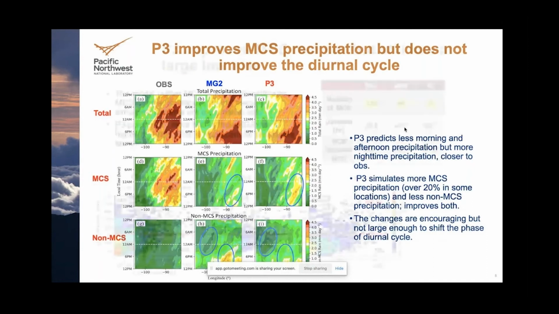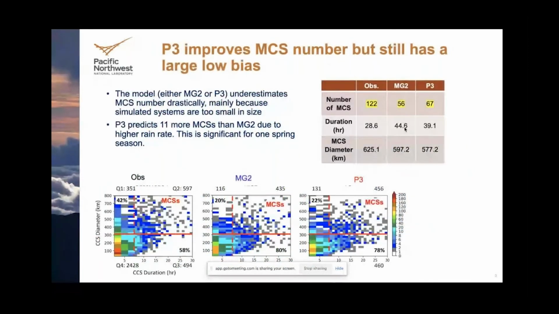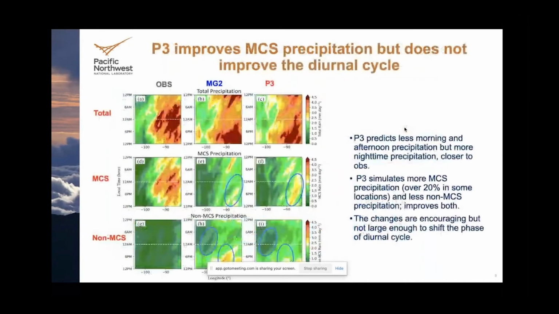So on the MCS precipitation, can you go back a little bit? There's one point I want to make. On the MCS precipitation, you can see clearly we have more MCS precipitation, which is the second row, and then non-MCS has reduced. And regionally the changes are pretty significant locally.